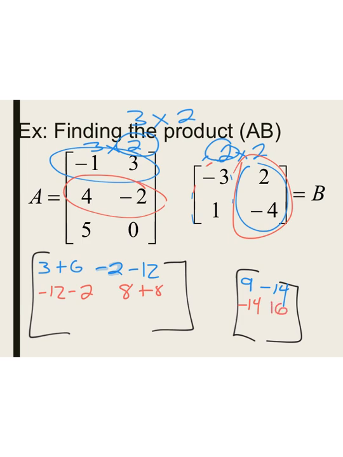And then for my last step, I'm going to multiply my last row by both columns. So we get 5 times negative 3, which is negative 15, plus 0 times 1, which is going to be 0. So my final answer there is negative 15. And if I take that last row and multiply by my last column, we get 5 times 2 plus 0 times negative 4, getting us 10 as our final answer.